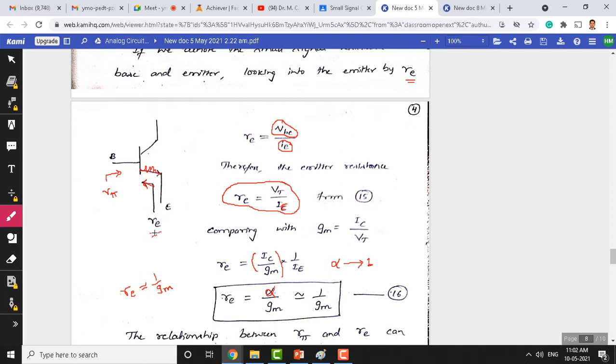RE is the emitter resistance looking into the emitter, and it is again measured between the base and emitter only. Then we have a definition for the emitter resistor here, which is VBE by IE.